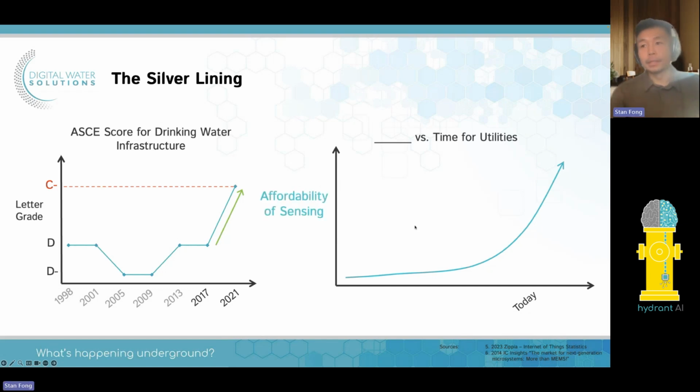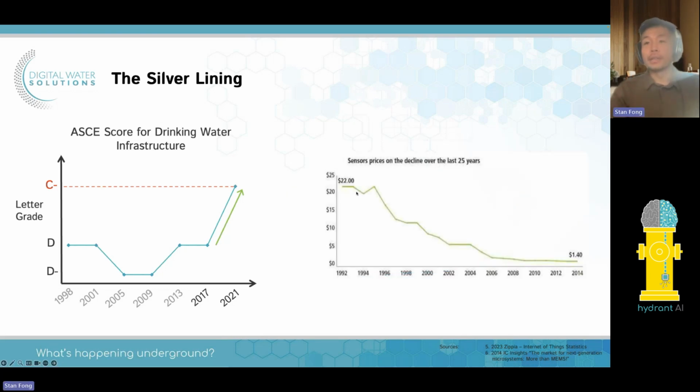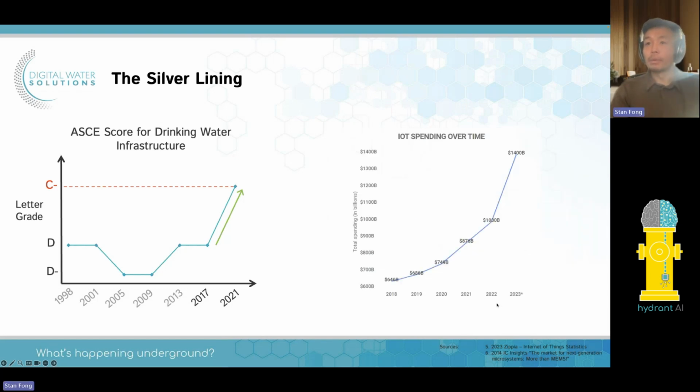Affordability of sensing. This is a big one too, because really it's one of the key motivators for this big shift in data-driven methods. If you look at 1992, this is for an accelerometer, right? It used to cost $22 a pop in 1992, and now it's $1.40. Well, this is in 2014, so it's about 39 cents now for an accelerometer. So it's become way more accessible, which means that there's an increasing ubiquity of sensing. Everything has a sensor. There's a lot of data everywhere.